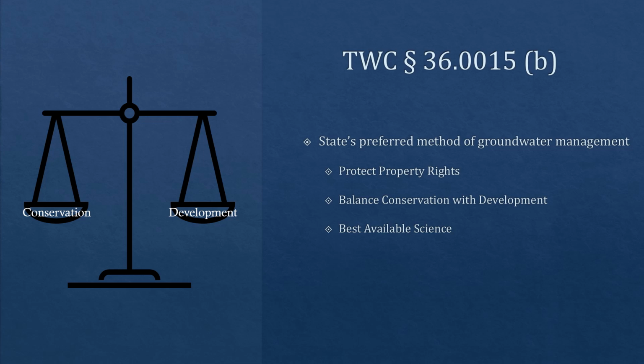As we begin, it's important to understand how groundwater conservation districts became the state's preferred method of groundwater management. Every groundwater conservation district in Texas operates under the statutory regulations outlined in the Texas Water Code, Chapter 36. This legal framework is the foundation for all groundwater conservation districts in the state, emphasizing their role as the state's preferred method of groundwater management.